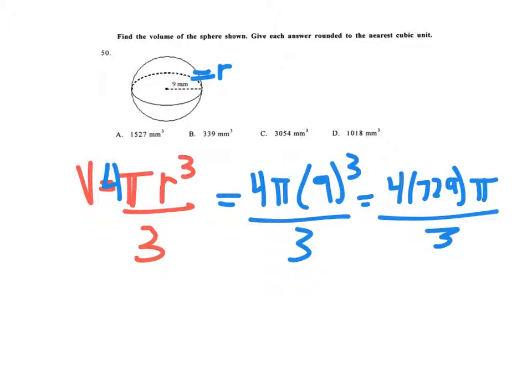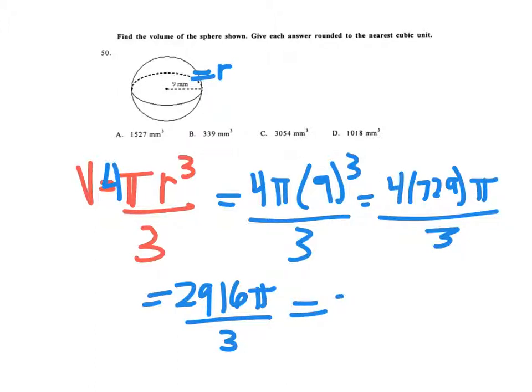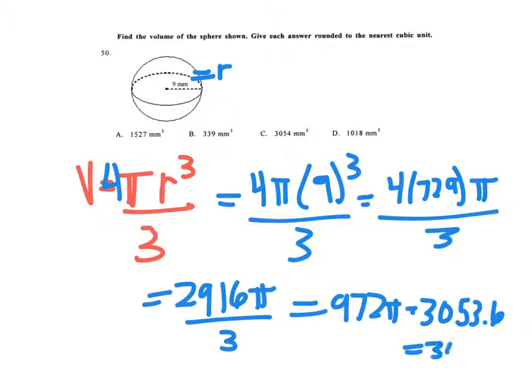If I do 4 times 729, I get 2,916 pi divided by 3. This one they want us to figure out what the actual answer is, so let's divide 2,916 by 3 first, and we have 972 pi, and then we'll just type that into our calculator. When I do that, I get 3,053.6, which will round up to 3,054, which is answer C.